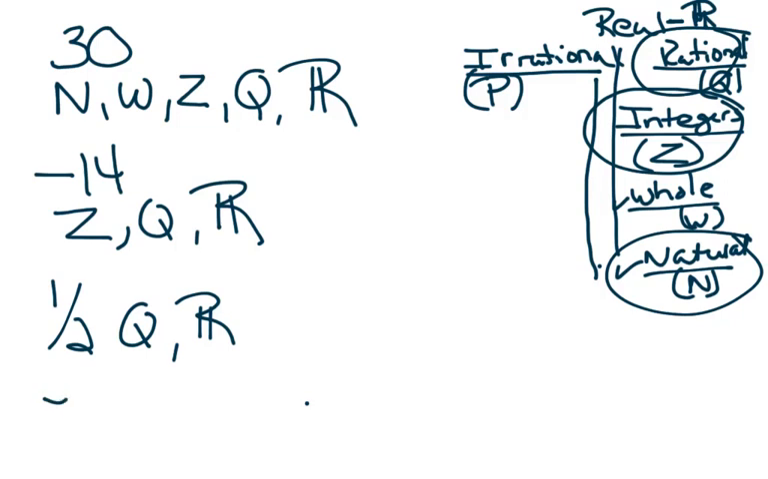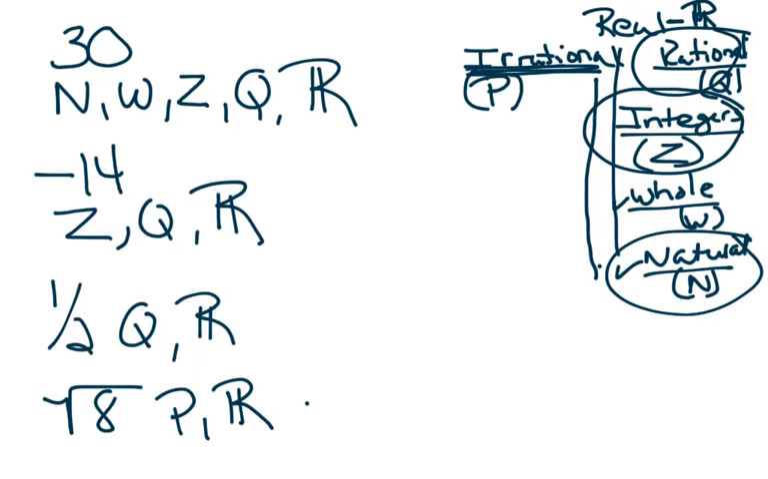Alright, what if I have square root of 8? Okay, first you're going to look at it and say, okay, it's the square roots that you're thinking irrational. But I want to make sure it's not a perfect square. And it's not. So this one's going to be irrational, and it's also real.